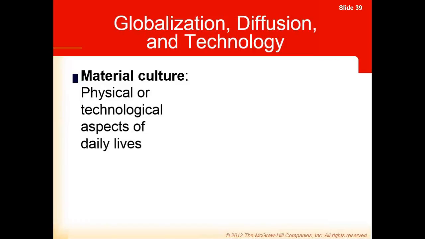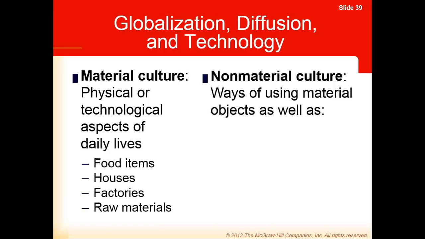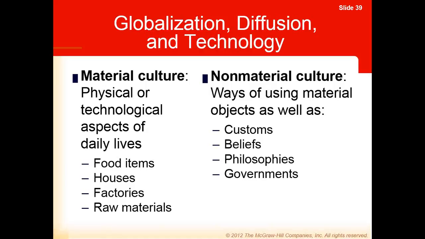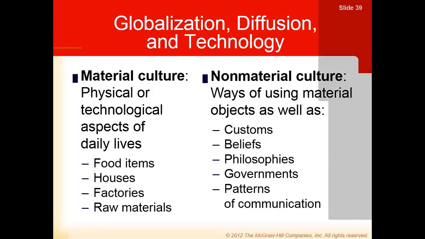We think about culture. We've got material and non-material culture. Material culture are the physical or technological aspects of daily lives, like food, the cuisine is part of physical culture. Computers, homes, factories, raw materials, and then non-material culture: customs, beliefs, philosophies, values, behaviors, patterns of communication, governments. These are all kind of abstract ideas in a certain sense. They exist in a non-material fashion.